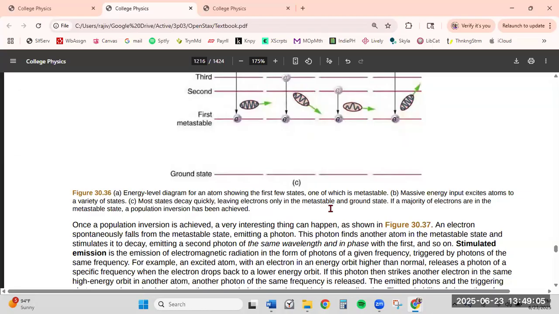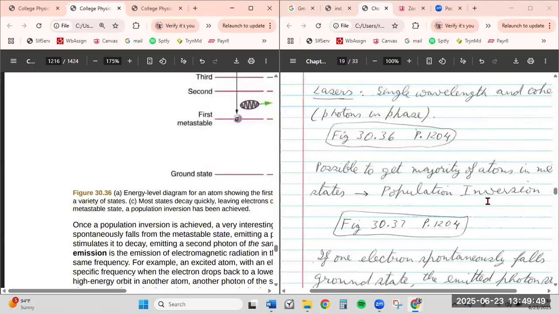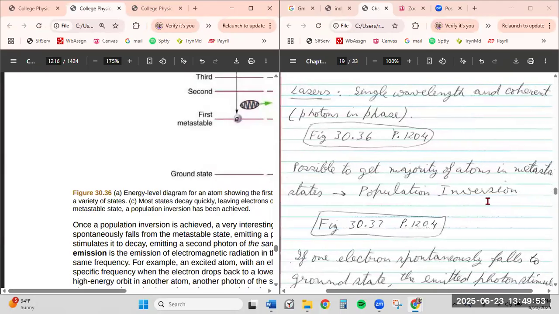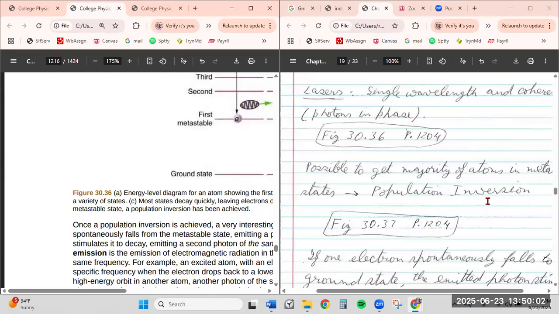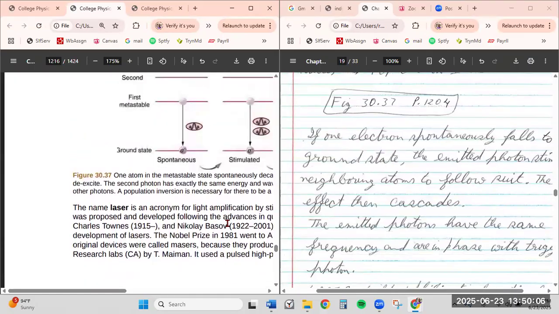So this phenomenon is known as population inversion. The reason why it's called population inversion is because, as I was saying, under normal circumstances, most atoms are in ground state. There might be some in the excited states. But in this case, you have sent a whole lot of atoms into metastable states and only a few in the ground state. So you kind of inverted the population ratio between ground and excited states. So it is possible to get the majority of atoms in metastable states by providing energy from the outside, and that's population inversion. Let's look at the next diagram.